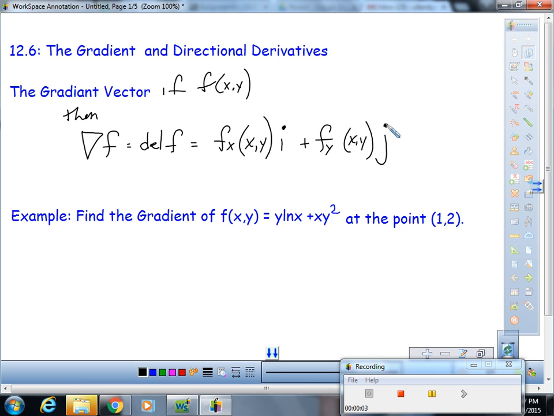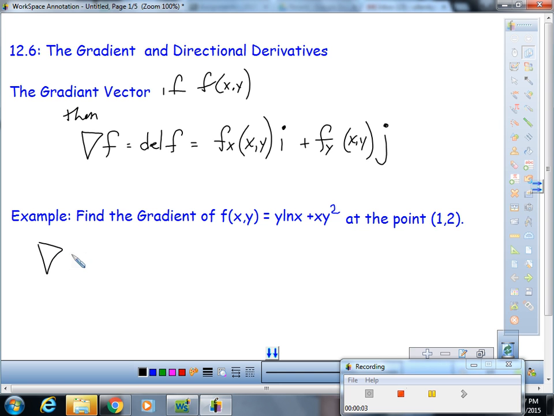So the gradient, in this case, kind of seems pointless, okay? We're just attaching a function that is the derivative with respect to x to one aspect of a vector, and we're attaching a function that is the derivative with respect to y for the other aspect of the vector. So just stay with me and trust me that this will actually end up being very useful. Let's just figure out how to find it.